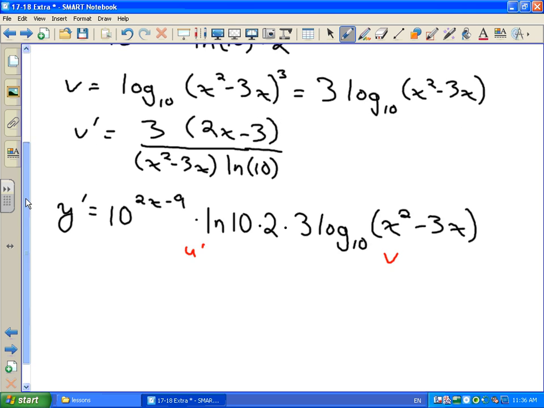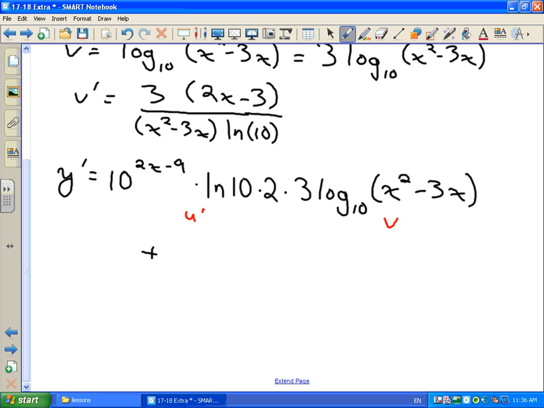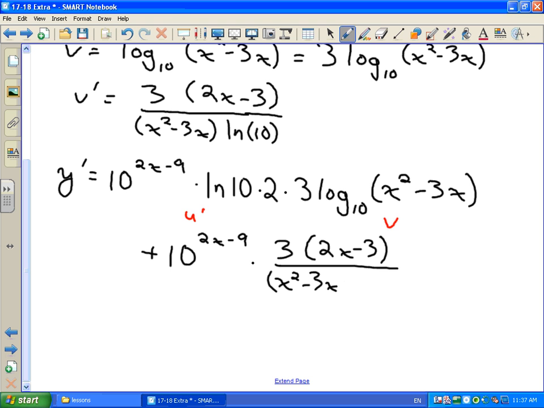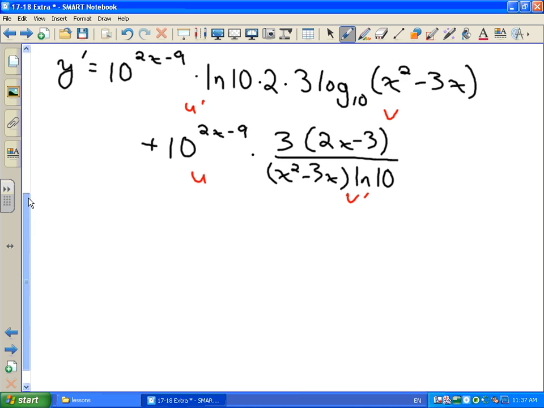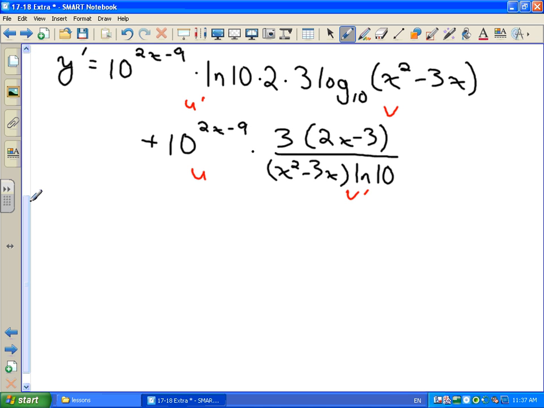To this we have to add u times v primed, which was 2x minus 3, all divided by x squared minus 3x, all times ln 10. So once again, this is u, and this is v primed. Okay, so this is our big long expression for a derivative.